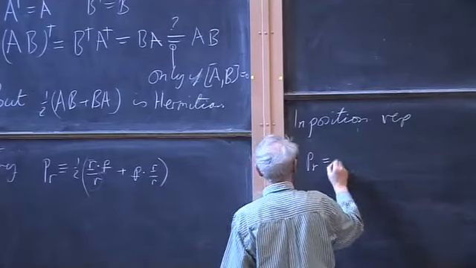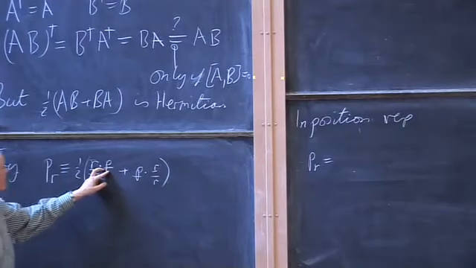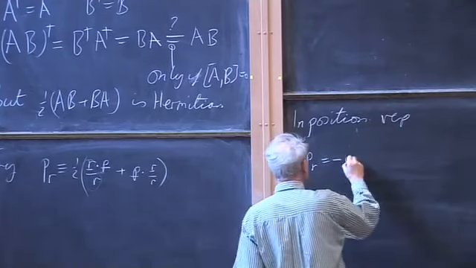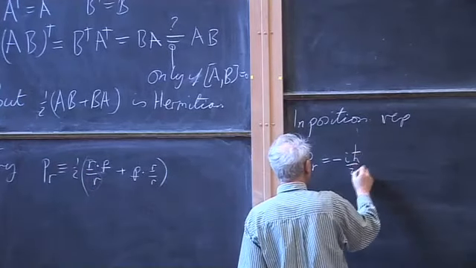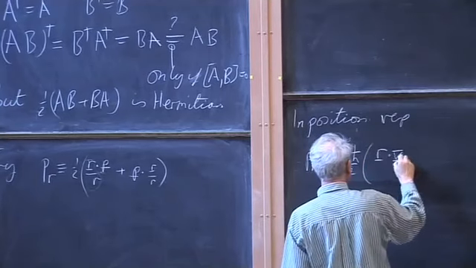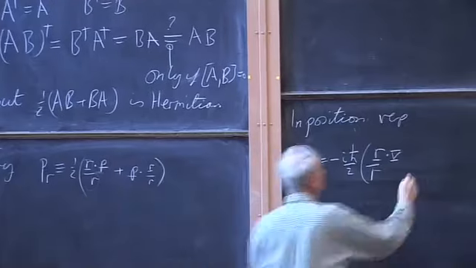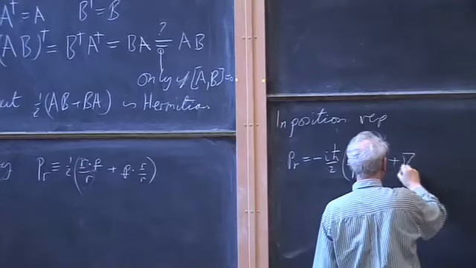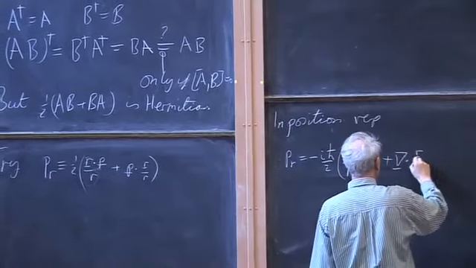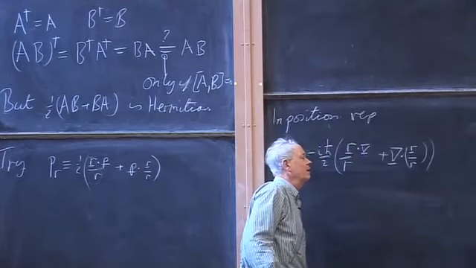So P_r is equal to, so this P gets replaced by minus i h bar grad, right? So this is going to be minus i h bar over 2 common factor. We're going to have R dot grad over R. This, of course, is the scalar R. Plus the divergence of R over R.